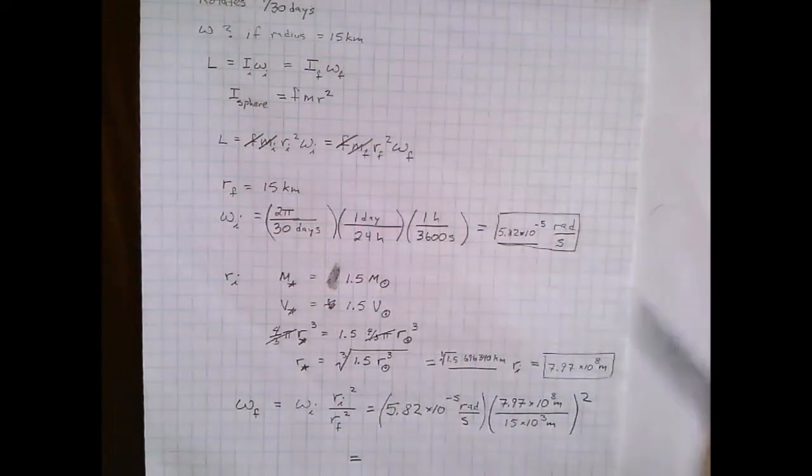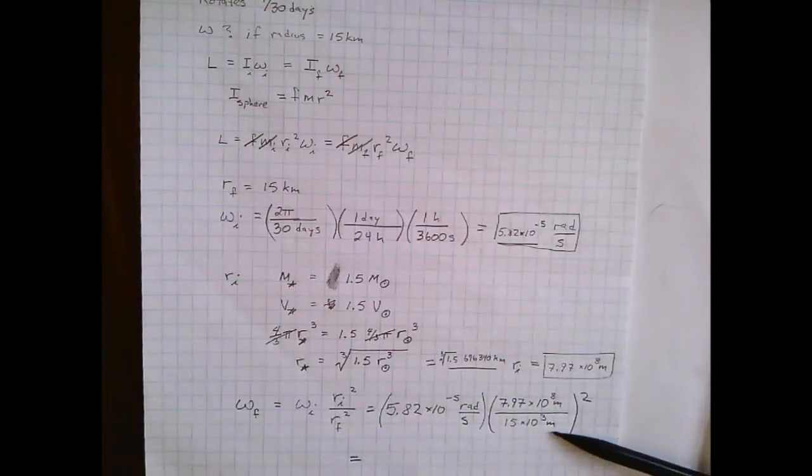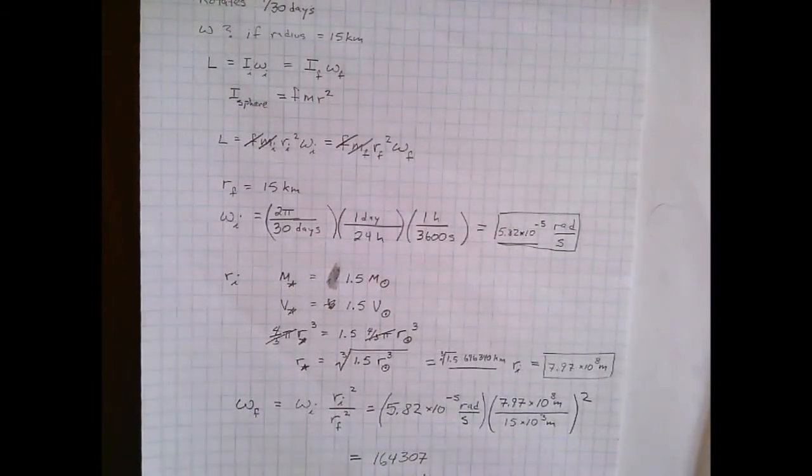So putting that in for our initial angular velocity, putting this number here for the initial radius, and putting 15 kilometers, which I wrote as 15 times 10 to the third meters, for the final radius, we can now calculate. We take 5.82 times 10 to the negative fifth times the square of this ratio, and the answer that I get is 164,307, which is way too many sig figs, radians per second.